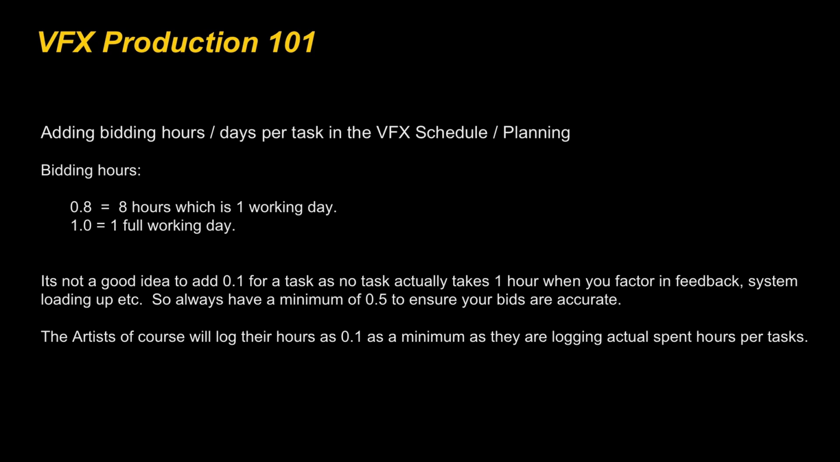Typical bidding hours are 8 hours for a working day. Now, that also depends on the studio you work at. Some studios like to consider 10 hours as a working day. But on average, 8 hours is considered a working day. And in F-Track, the default setting is 8 hours as well. So 0.8 hours is 8 hours in a working day, or 1.0 is 1 full working day.